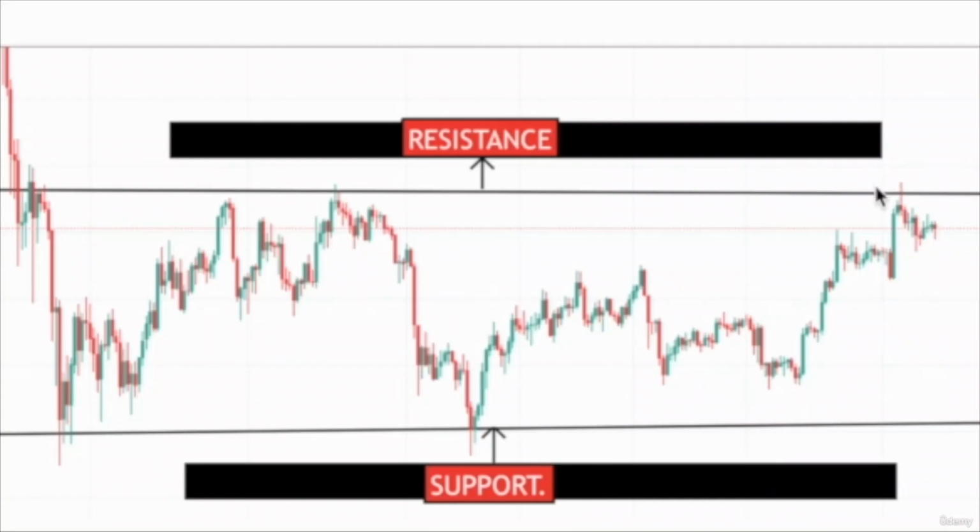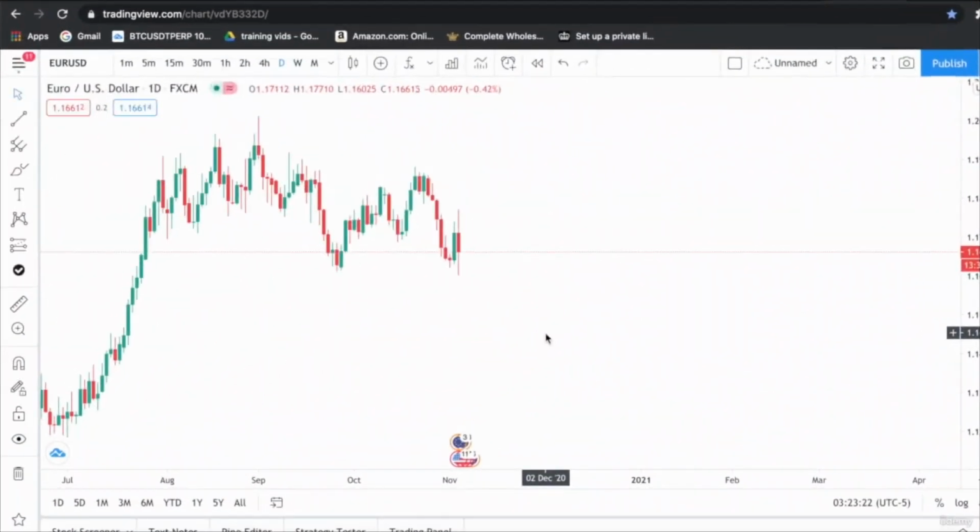Same goes for the support. If the support is broken, it means it has turned into resistance. The price will break now this zone to make this a support. This was a hypothetical example. Let's go to live charts and find some support and resistance on multiple pairs. Let's dive in. Now this is the euro and the US dollar chart.